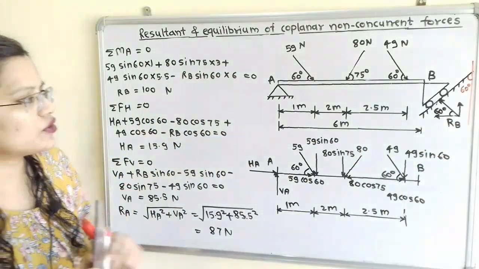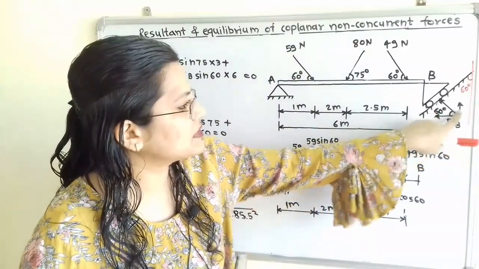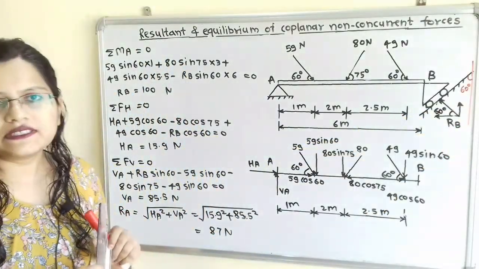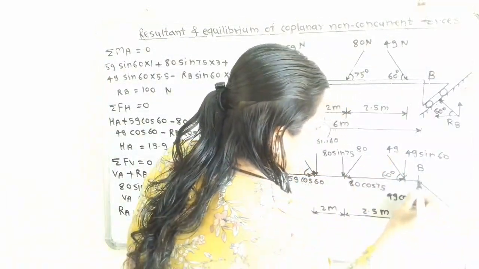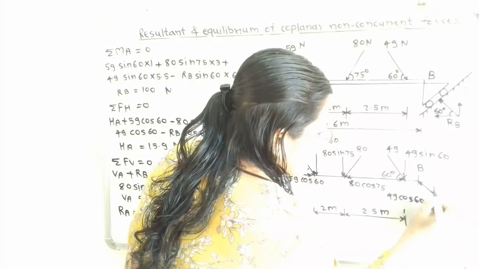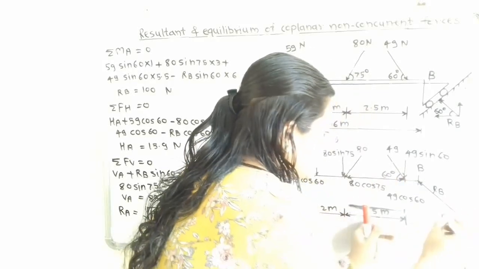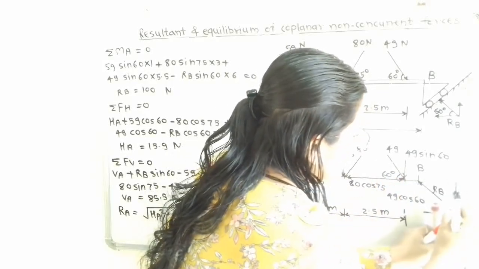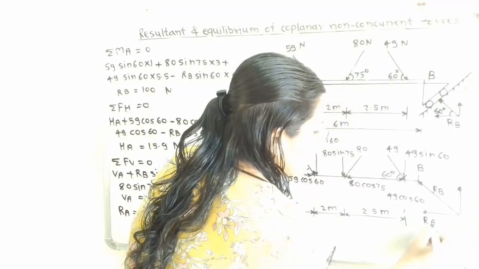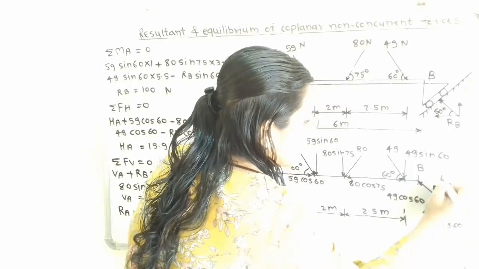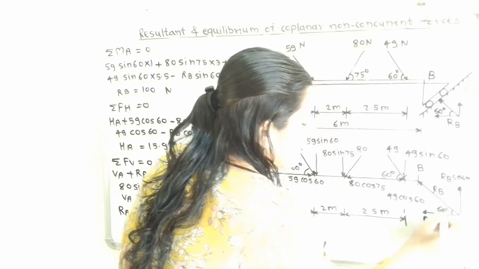So how can we show this? We have to show the horizontal component RB cos 60 and the vertical component RB sin 60. Now we will show it here. So this is the inclined line. This is known as RB. Then here is the horizontal component and here is the vertical component. So RB cos 60, RB sin 60, and here is the angle 60 degrees.